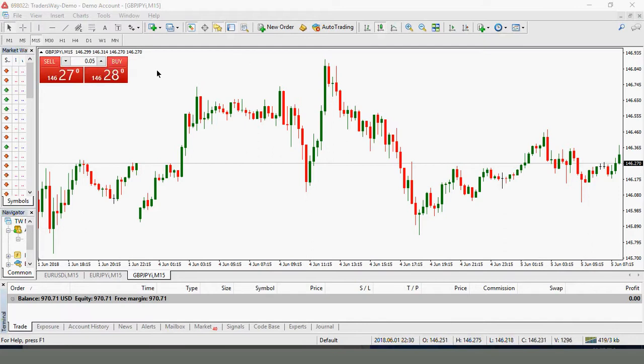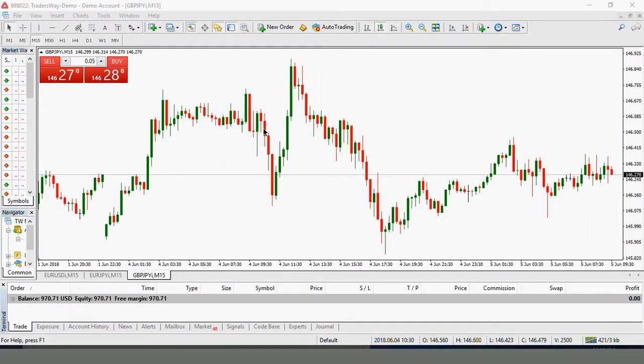So I'm currently on the GBP JPY 15-minute chart, and just trying to check it out to see what the current sentiment of the market is. This here is a bearish sentiment. There's lots of red bearish candlesticks in the market. There's a lot of wicks, which is a sign of lots of indecision. The current market looks like it's also bearish.